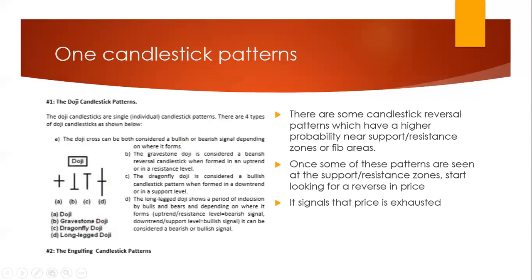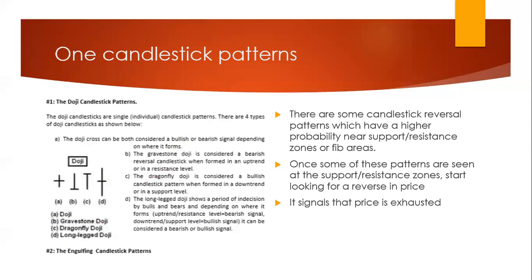Some of the candlesticks that we use for reversal patterns have higher probability near support and resistance, right? Regardless if they are technical or historical support and resistance or fib areas. Once some of these patterns are seen at the support and resistance zone, you can start looking for a reversal in price, right?